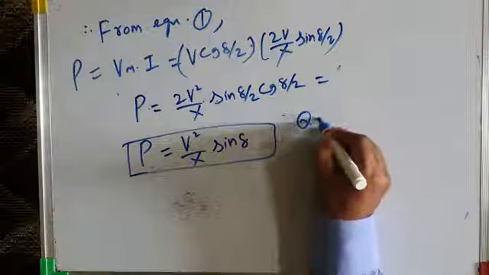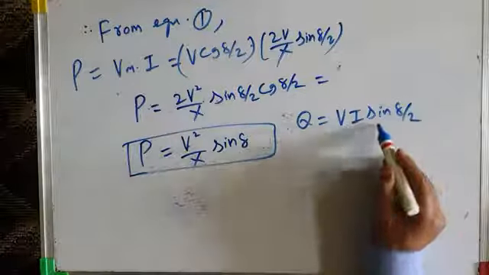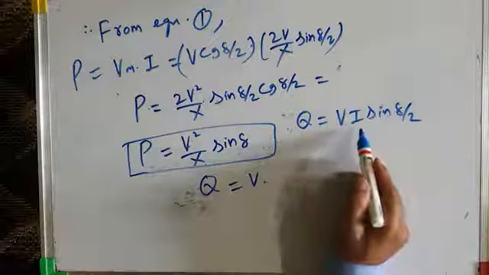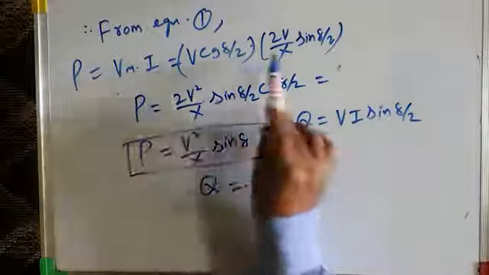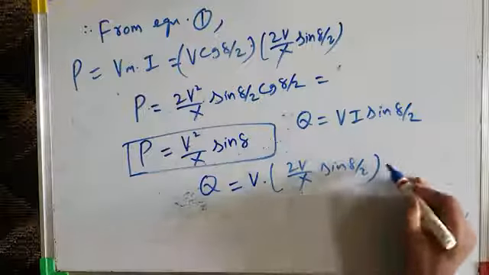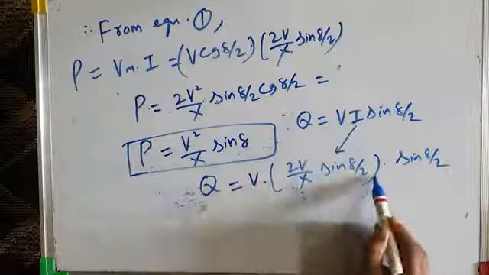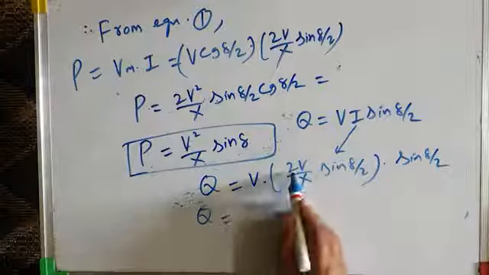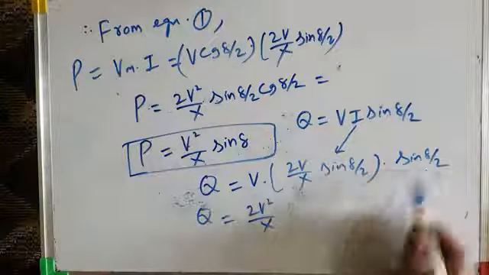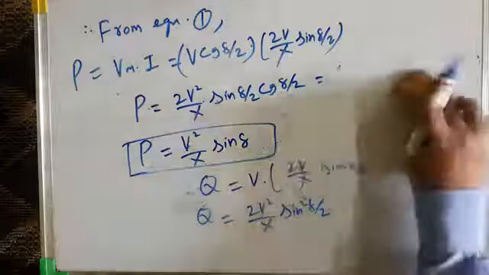What is reactive power? Reactive power is given by VI sine delta by 2. Okay, it's not cos delta by 2, it is sine delta by 2. So Q is equal to V into I. Just few moments back we had got the expression for I. I is 2V by X sine delta by 2 and multiplied by sine delta by 2. I have substituted the value of I here. That's all. So Q is equal to 2V square by X sine delta by 2 into sine delta by 2 is sine square delta by 2. Fine. This is a very important equation for Q.